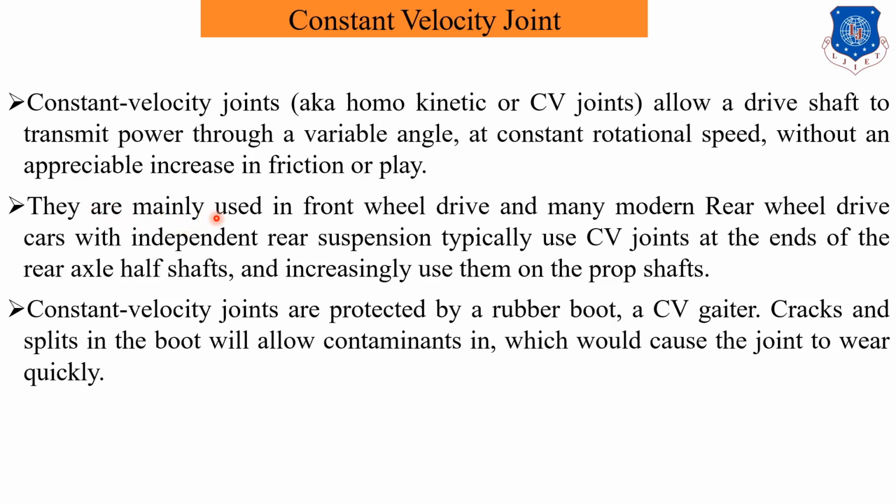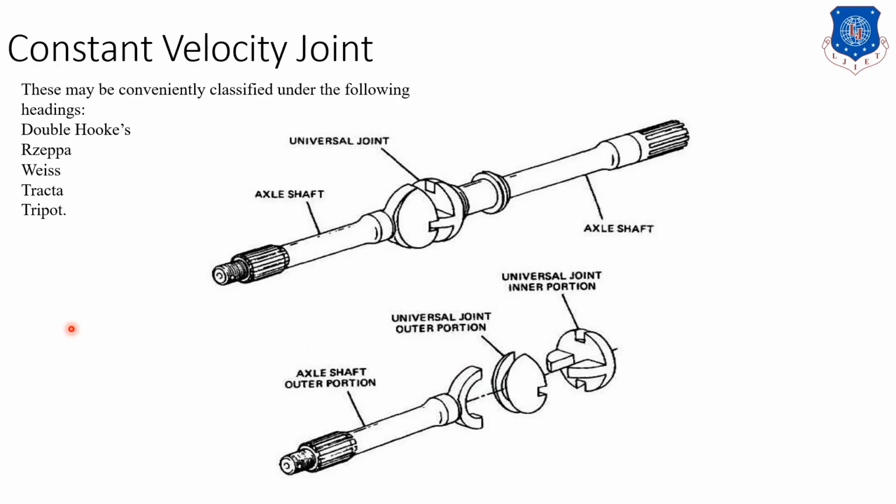They are mainly used in front wheel drive, and many modern rear wheel drive cars with independent rear suspension typically use constant velocity joints at the end of the rear axle half shafts, and increasingly on the propeller shaft. Constant velocity joints are protected by a rubber boot. Cracks and splits in the boot will allow contaminants in, which would cause the joint to wear quickly. So these are the constant velocity joints.